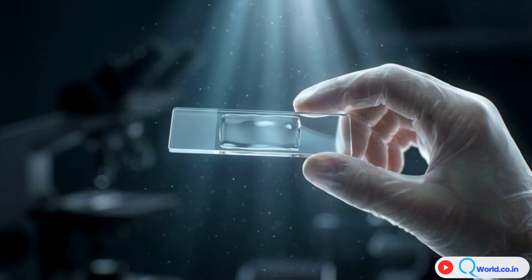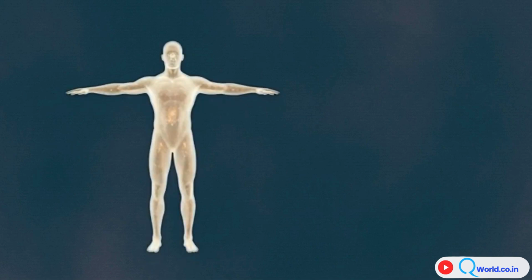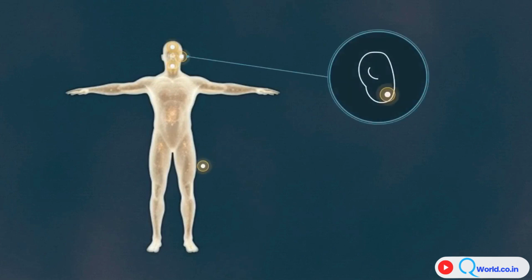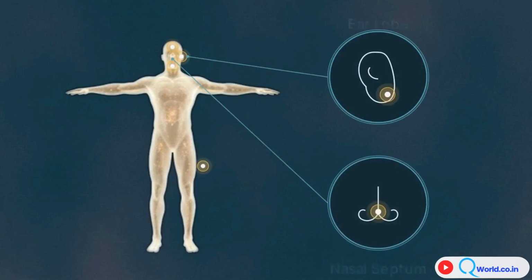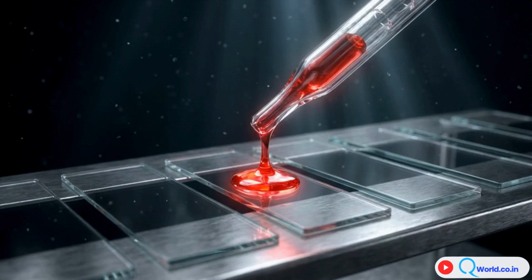To translate this clinical pathology into measurable data, diagnostic laboratories rely on the slit skin smear. Technicians collect samples from 6 specific sites, 4 sections of skin, typically the forehead, cheek, chin, and buttock, along with the earlobe, and mucosal scrapings from the nasal septum. The samples are treated using the Ziehl-Neelsen staining technique.